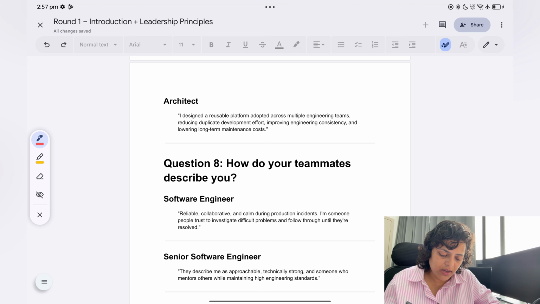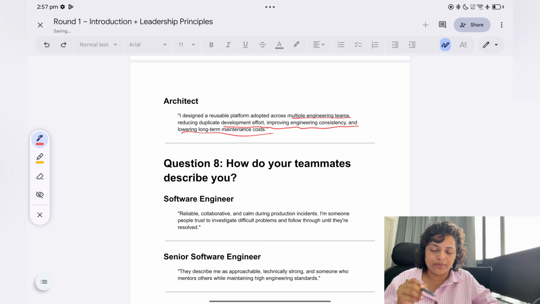Feature delivery. What the architect will answer for this is: I designed a reusable platform adopted across multiple engineering teams. He will always talk about multiple teams. Now at the organization level, reducing duplicate development effort, improving engineering consistency, and lowering long-term maintenance cost.